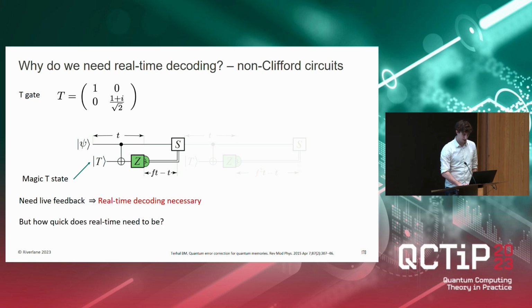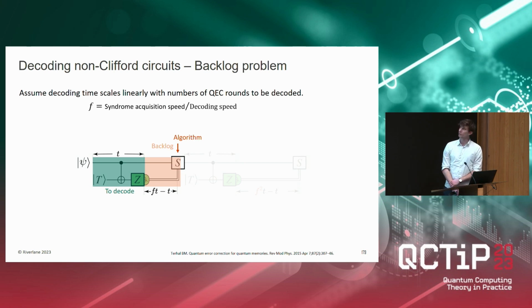So how fast does this feedback need to be? How fast do we need to run this real-time decoder to be able to perform these gates? In general, we can assume that decoding time scales linearly with the number of error correction rounds, which is true for most decoders. And then we can define this factor F, which is the ratio of how quickly the syndrome data is coming in versus how quickly we are resolving that data. So if F is bigger than 1, that means that our decoder is slower than the data that's coming in, and we're going to start creating some backlog as the computation progresses.